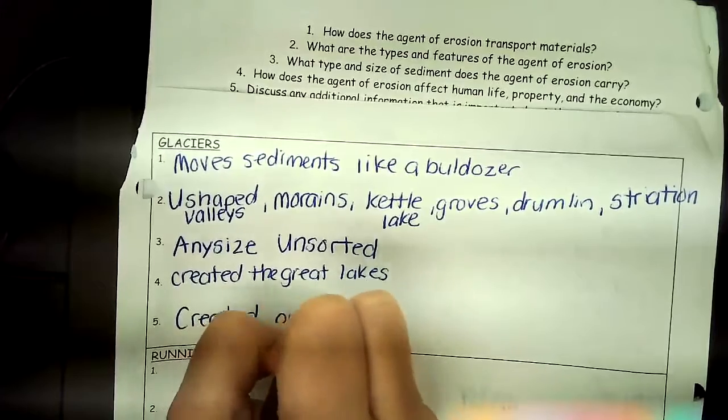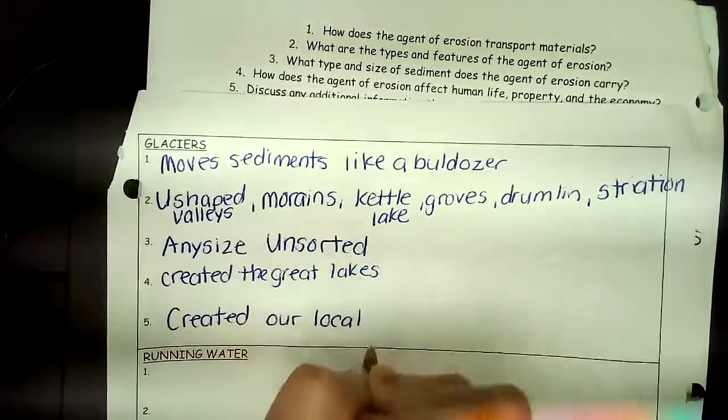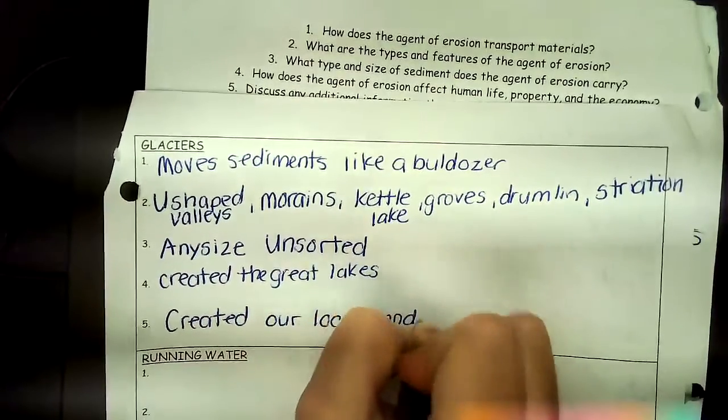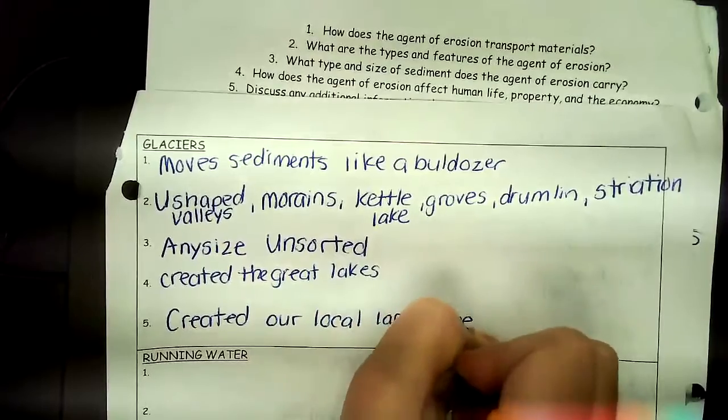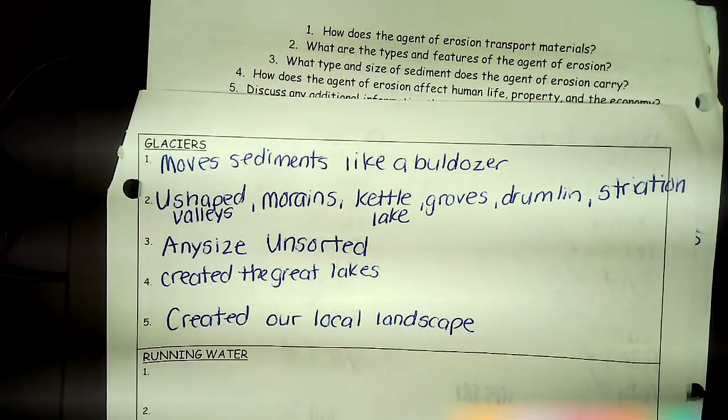Created our local landscape. Which means it's the reason why when you look out the window over there, you see a bunch of little hills. It's the reason why Genesee does this. It's the reason we have our gravel pits. It's the reason we have the Great Lakes. It's basically everything in New York State. Then we wouldn't say that about wind: we could not look out our window and say it was created by wind.